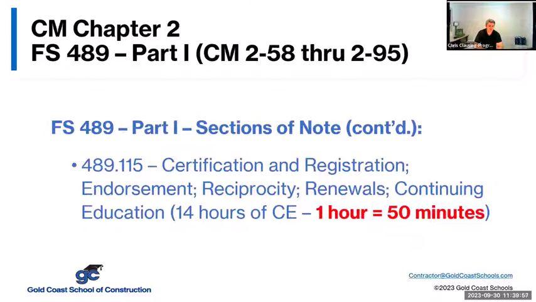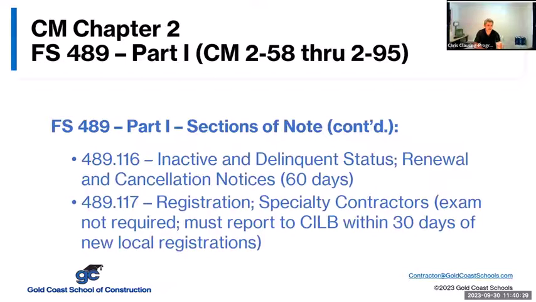Section 115, certification and registration. So this is where they identify that 14 hours of CE, they tell you that 1 hour is actually equal to 50 minutes. That question's been on the exam. So if you're in a CE course or a CE class, that 1 hour, you'll see that they'll end at about 50 minutes because the state gives you that flexibility. And inactive and delinquent status, again, this is at 60 days as opposed to 90 from the DBPR. So the 60 days is the board has the right to shorten that if they want.